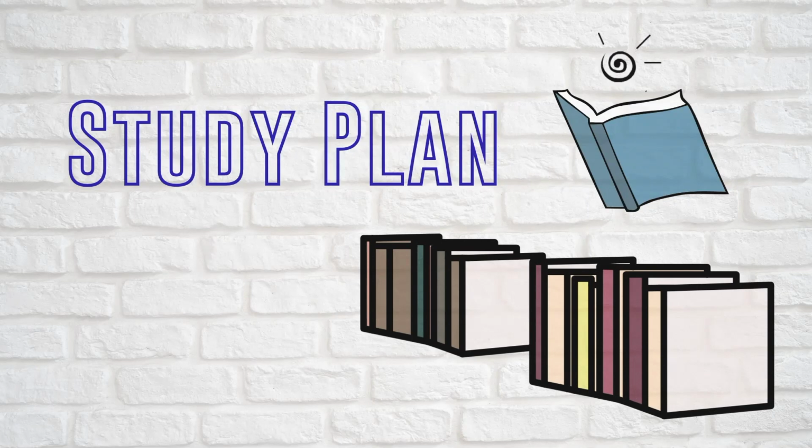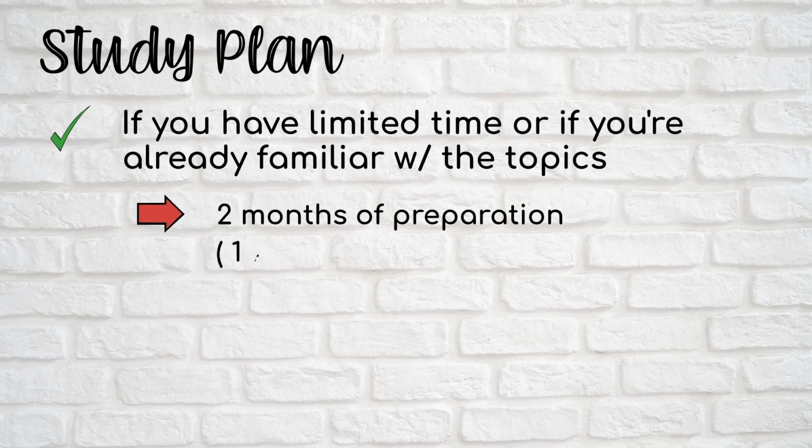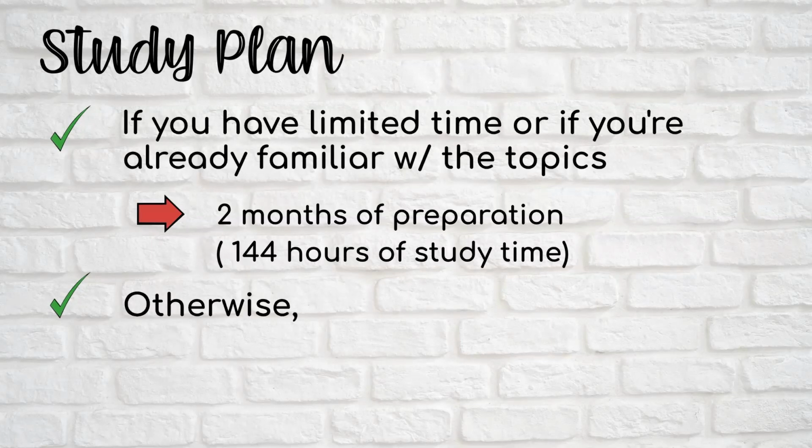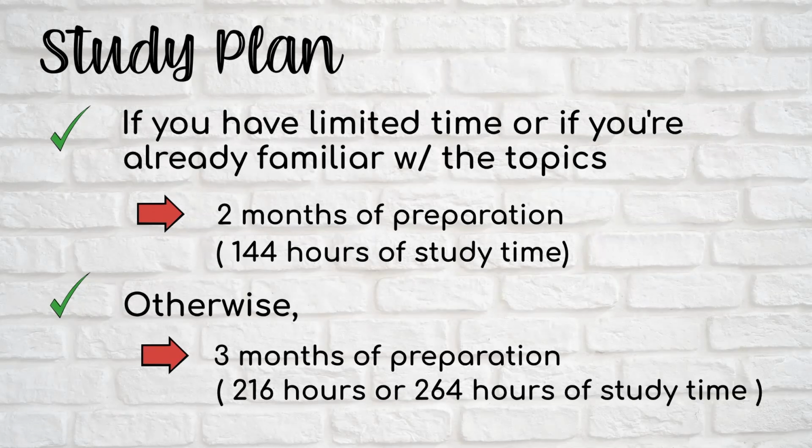So in this video, I'm gonna suggest 3 study plans which you can follow depending on your current circumstance. If you have limited time, or if you think you're already familiar with the topics and you are quite okay with the exam, you can have 2 months of preparation, committing a total of 144 hours of study time. However, if you have plenty of time, or if based on your assessment you find the topics complex or quite new for you, you can have 3 months of preparation and commit a total of 216 hours following the same plan. Or if you can allot 2 extra hours during weekends, then you'll be able to commit a total of 264 hours of study time.